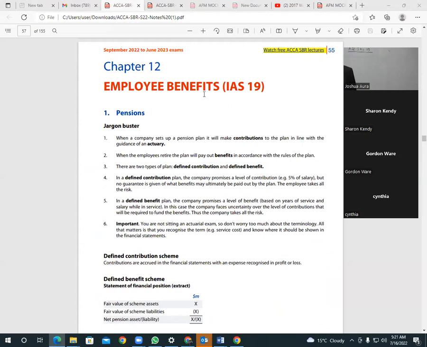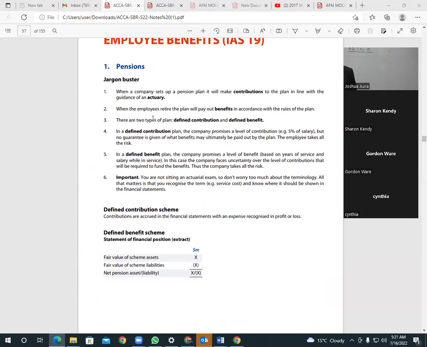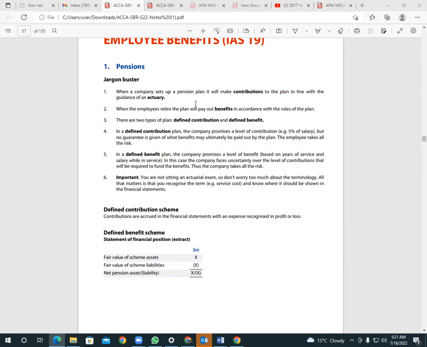Employee Benefits, IAS 19. So first of all, we're looking at the pensions here. And then we have a jargon buster, these very heavy terms that you always get in your exams. So let us bust those jargons. When a company sets up a pension plan, it will of course make contributions to the plan in line with the guidance of an actuary. When the employees retire, the plan will pay out benefits in accordance with the rules of the plan.